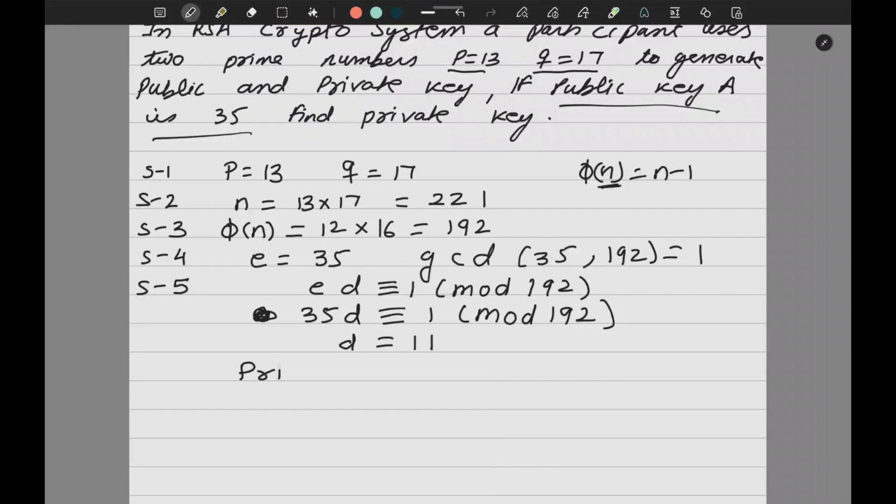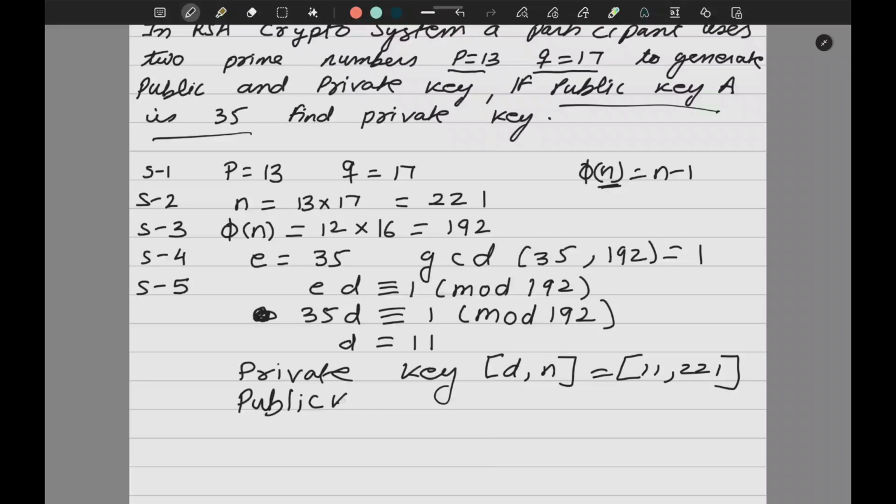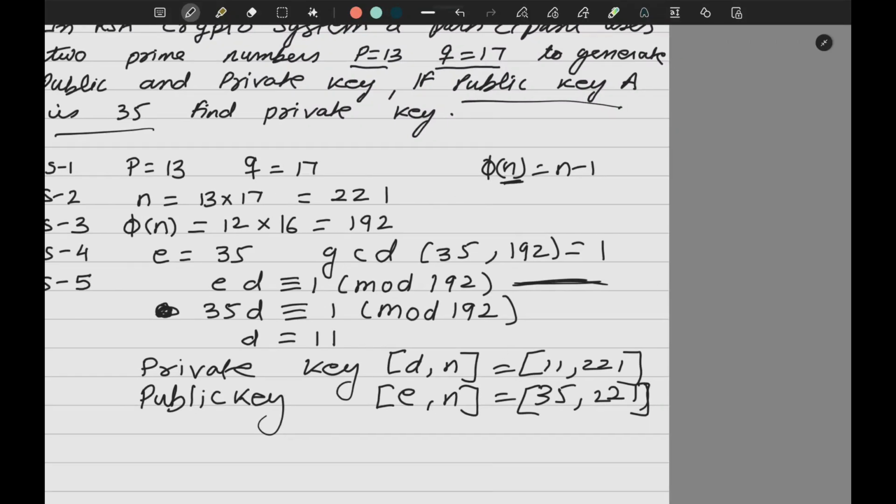So my private key became, if you remember, I told you the private key formula is D comma N. So it is 11 comma 221. And what is the public key? Public key is E comma N. So this is 35 comma 221. Right? So it's a very easy procedure, and this equation is required whenever you are solving for the public key or private key. Let's do one more question quickly.